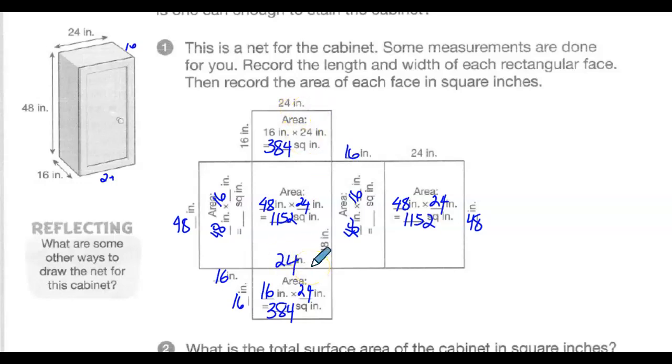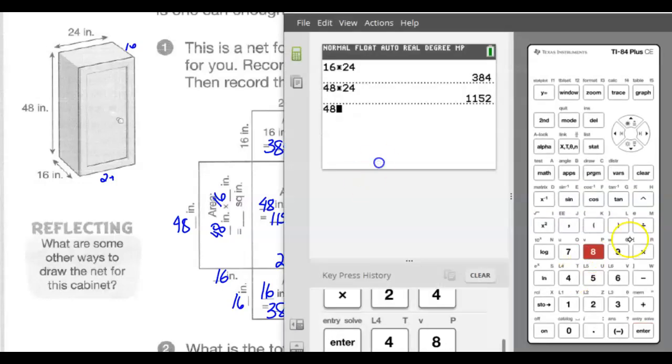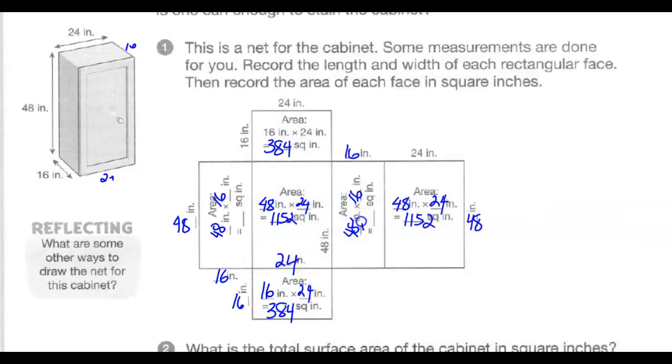So now we filled in all the blanks. We just have to do 48 times 16. So 48 times 16 is 768.